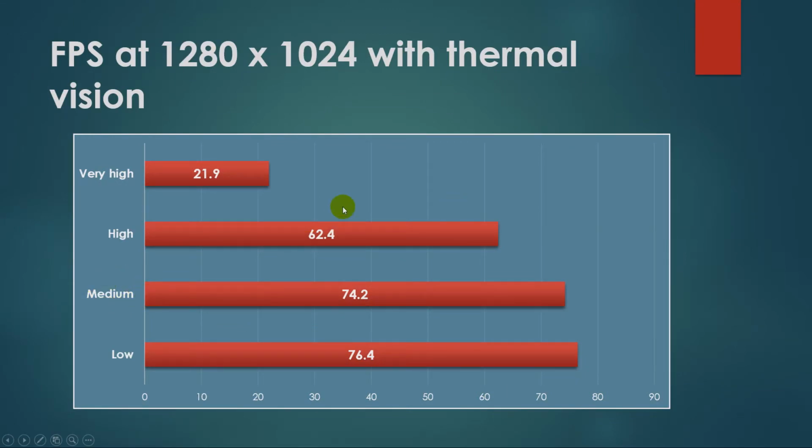And going from medium to low, we're not gaining any more performance. That's probably for some weaker graphics cards, like if you've got a GeForce 3. But on this GeForce 4, there's not much gain to be had, and 62 frames is actually very, very good.